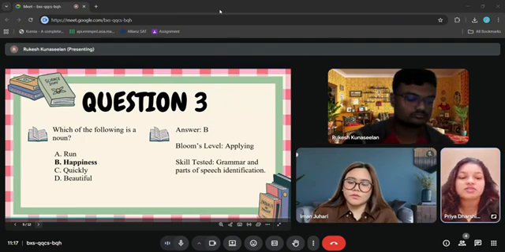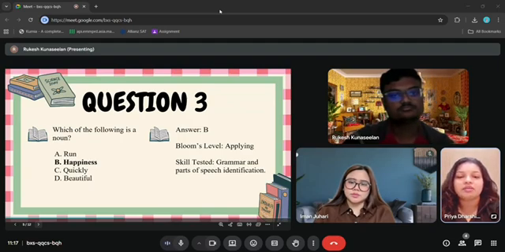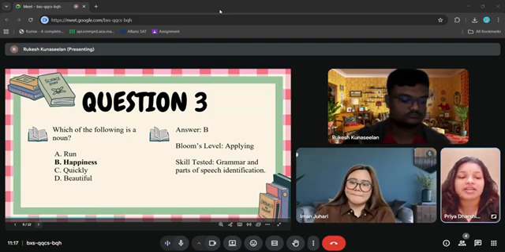This question tests students' understanding of parts of speech and their ability to apply grammar knowledge in identifying the correct answer. Therefore, it falls under the applying level in Bloom's taxonomy because students are required to use what they have learned about grammar rules and apply them to the given example. That's all for my 3 questions.